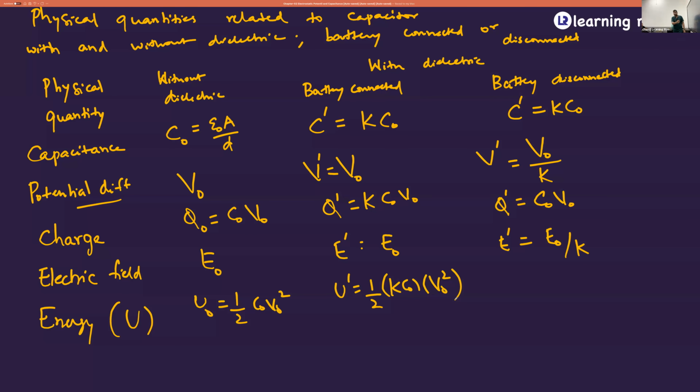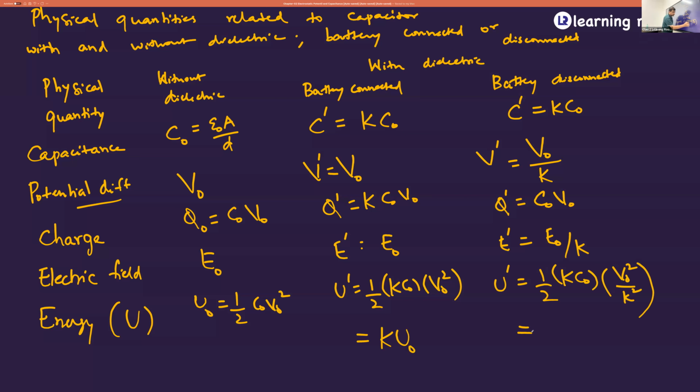Whereas if I do U dash here, then what will I get? Half into K times C naught multiplied with V naught square by K square. So what will happen? One K will get cancelled. Half C naught V naught square is U naught. So it will be U naught divided by K. So here it will decrease by a factor of K. Okay. So this is a very important table. Make a note of this.